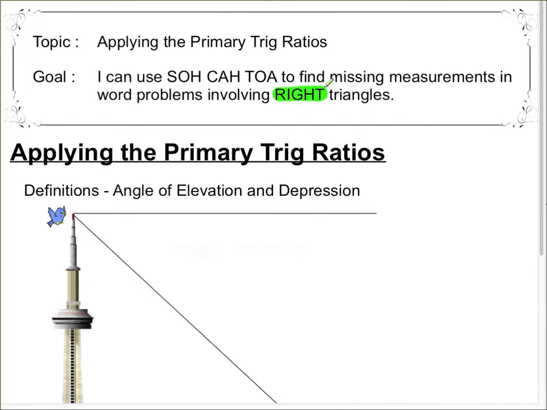So first of all, we need to figure out what the definitions are, and I'm going to show you these. If you ever see the words angle of elevation, and sometimes you might hear it called inclination. So elevation or inclination. More often than not, it'll be elevation. And depression, sometimes called declination. But again, you'll hear depression more often. We have to figure out what it means by angle of elevation and depression.